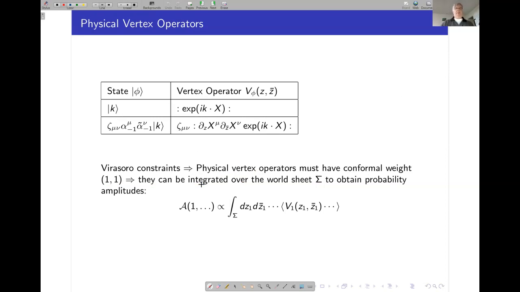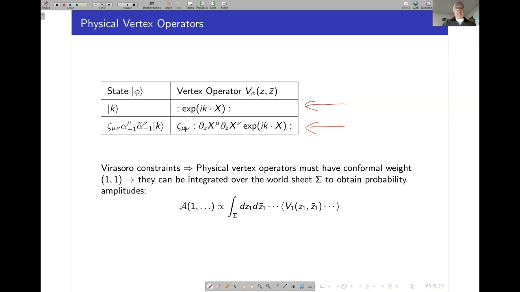Now, remember that in our conformal field theory part, we stressed that there's a state-operator correspondence. For each state in the Hilbert space, we have a corresponding vertex operator, which by insertion on the worldsheet creates the state. And we already know from this part how the vertex operators for the tachyon look. It's a normal ordered exponential. And for a massless closed string state, it's the exponential dressed up with the derivatives of X, and now we build in also the polarization tensor to get this operator.